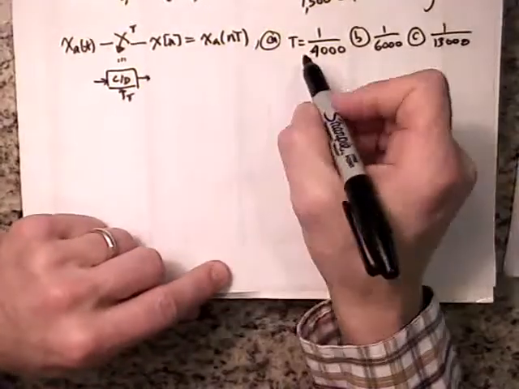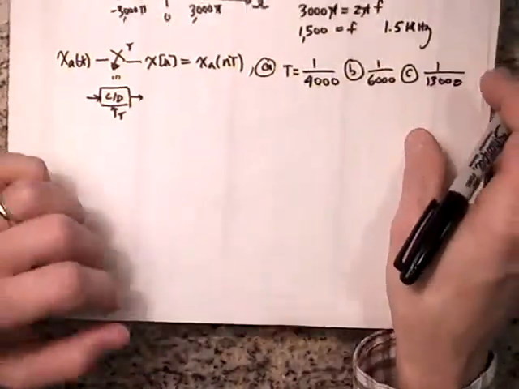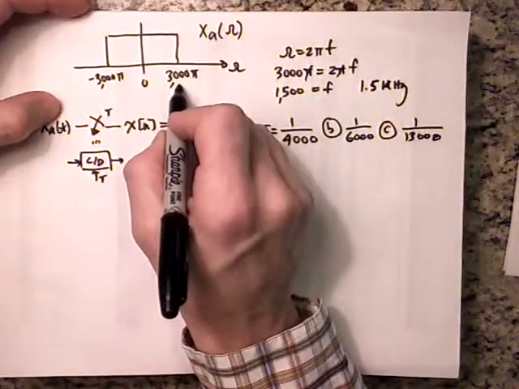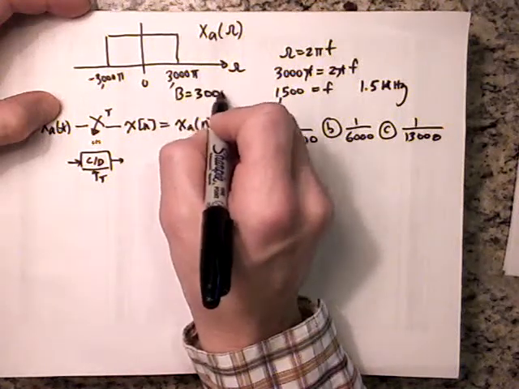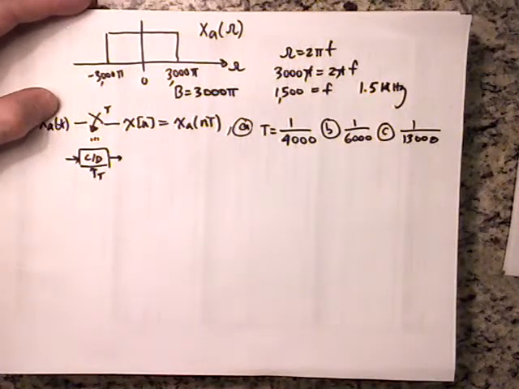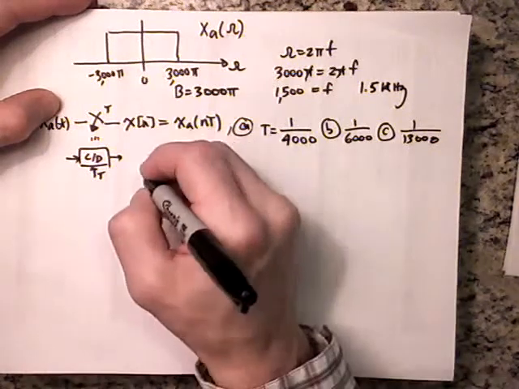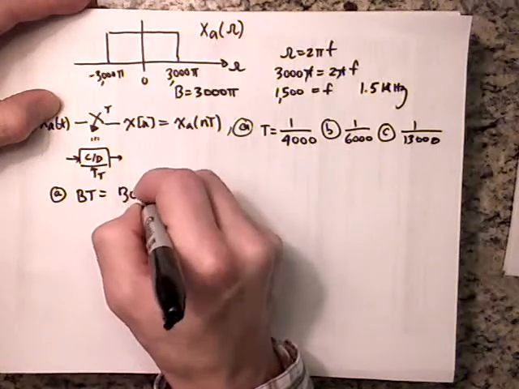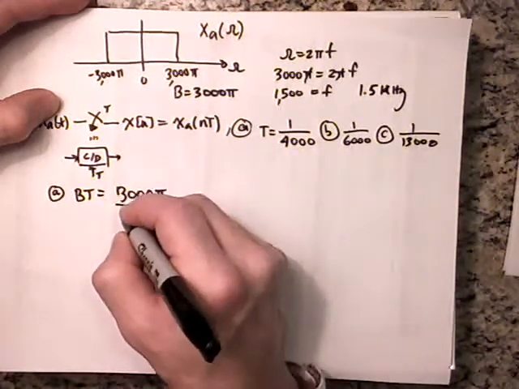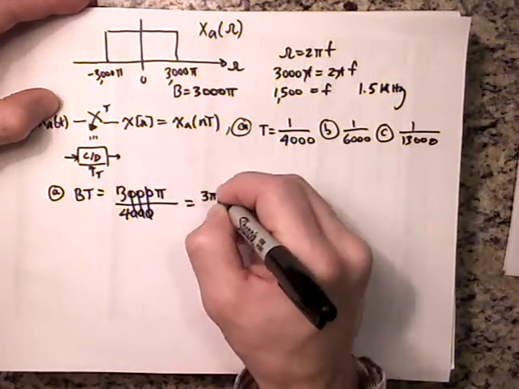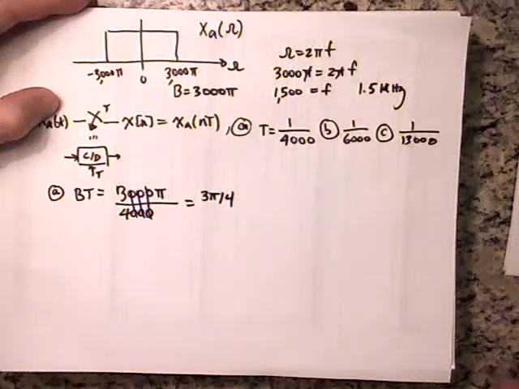Okay, so for the first case, when T is 1/4000, my signal was band limited to B equals 3000 pi. So my discrete time signal is going to be band limited now to, in case A, B times T, which is 3000 pi times 1/4000. So my signal will map to 3/4 pi.